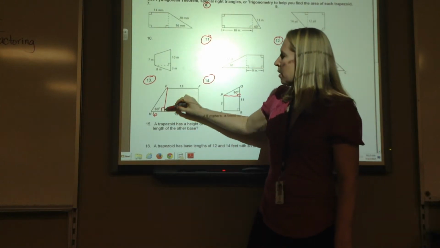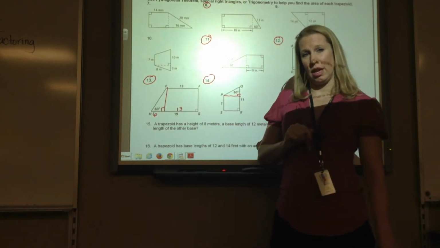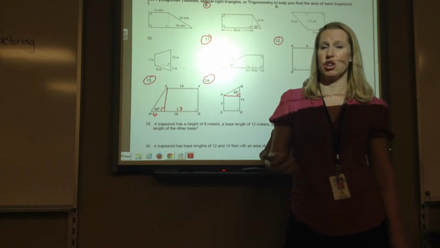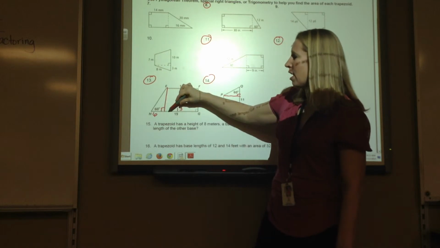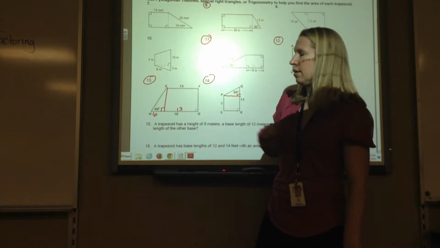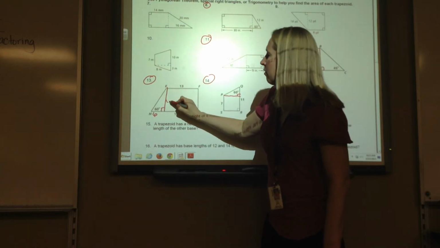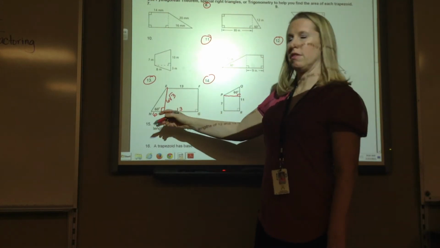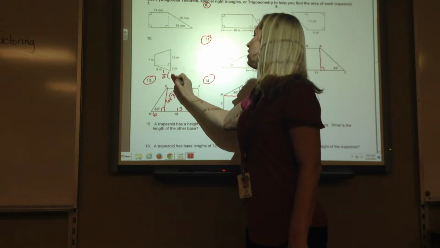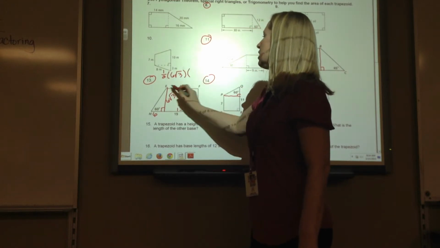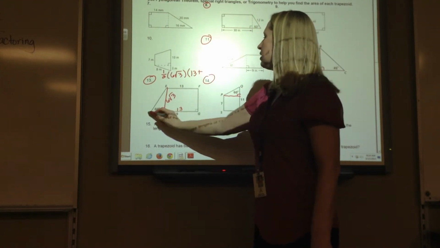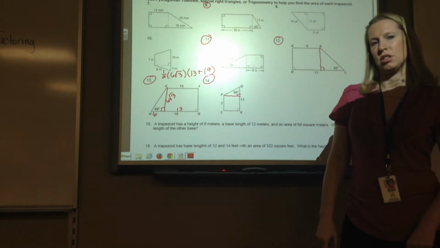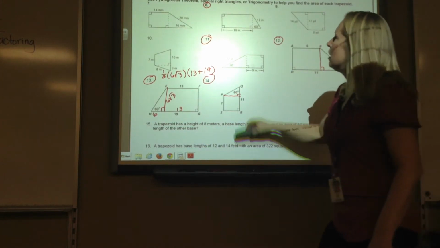So now I can look at my 30, 60, 90, I know the short leg. So if you remember your 30, 60, 90 rules, which you should have written in your notes, if I know the short leg, how do I get the long leg? You just multiply it by radical 3, so the height would be 6 radical 3. So area of this trapezoid is 1/2 the height times base 1 plus this entire base 2. And then you can type that in the calculator and solve it.